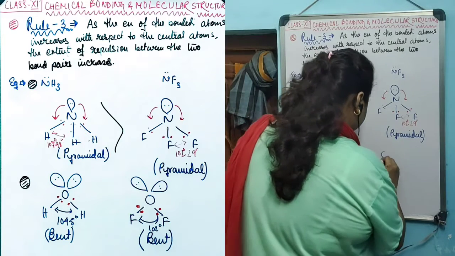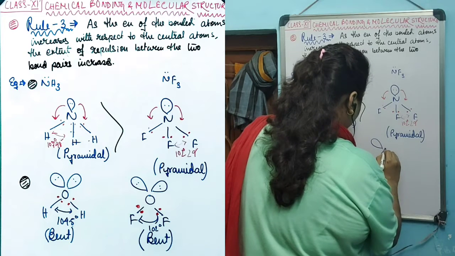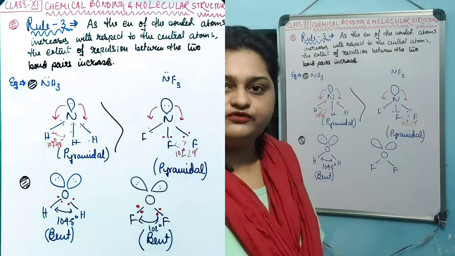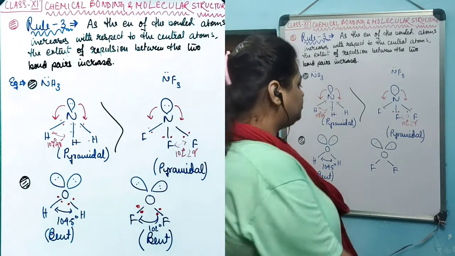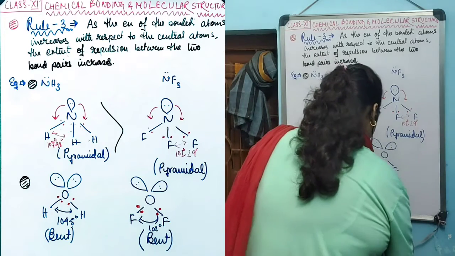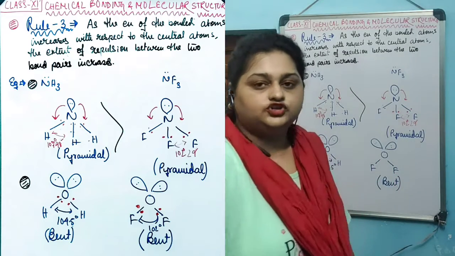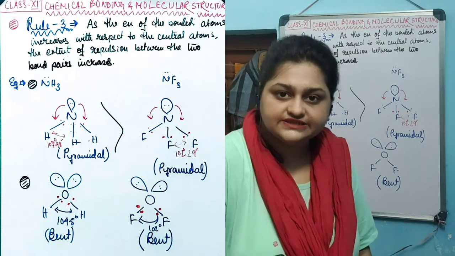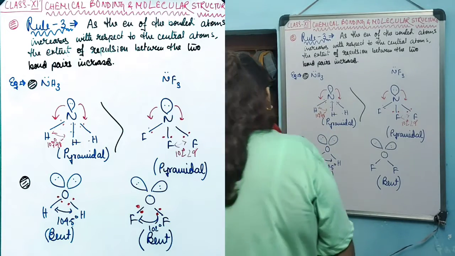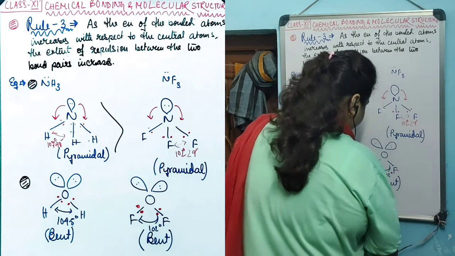The similar case is for OF2. The central atom of the OF2 molecule is oxygen, containing two lone pairs and two bond pairs. So this is also a bent shape. Distorted tetrahedral, the angle should be less compared to 109 degrees 28 minutes. That is also the case. The bond angle is found to be 102 degrees.